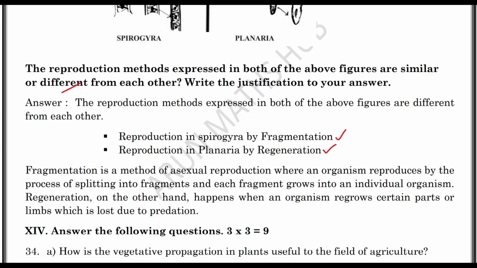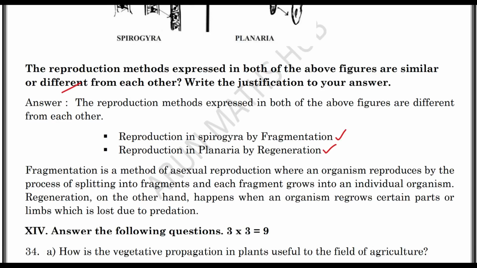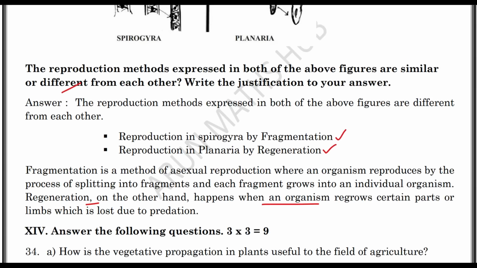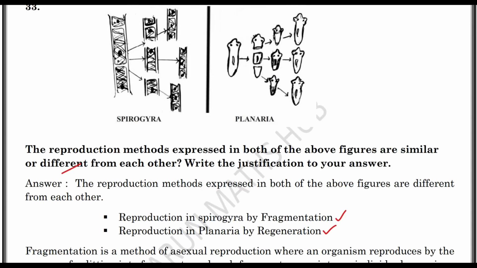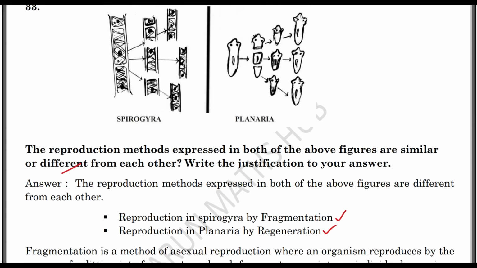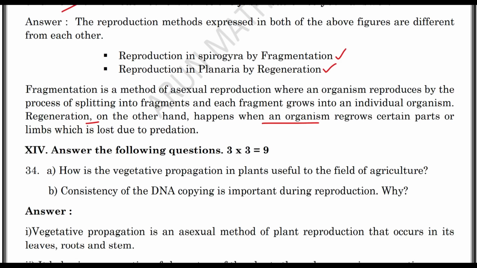Fragmentation is a method of asexual reproduction where an organism reproduces by splitting into fragments. Each fragment grows into an individual organism, whereas regeneration happens only when an organism regrows certain parts or limbs which are lost to predation, accident or any other means, and the part grows into a new organism. There's a lot of difference between fragmentation and regeneration.